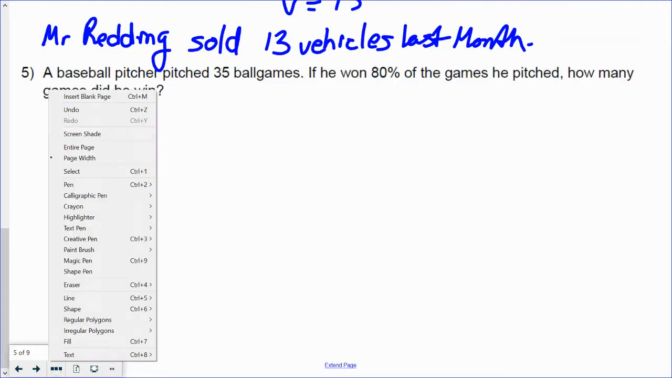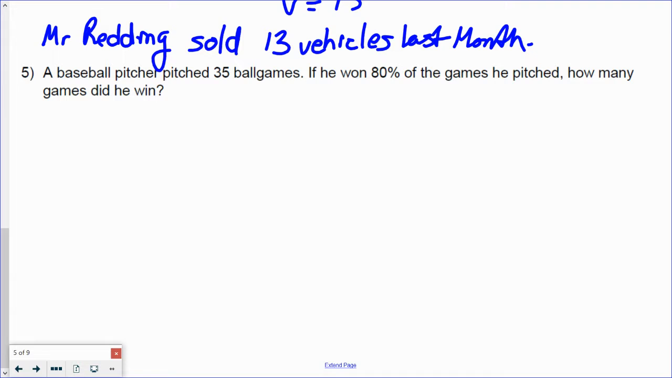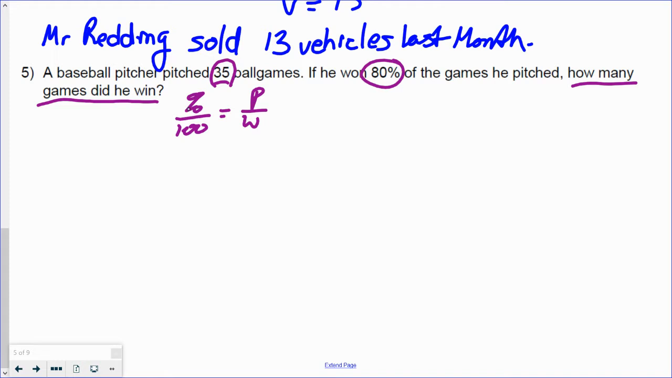All right, let's talk about our next one. A baseball pitcher pitched 35 ball games. He won 80% of the games pitched. How many games did he win? So the number is a percent over 100 and your part over the whole. So I have to put my 80 over my 100. I don't know how many he won. That's what we're trying to find. That's the part. And then over 35.